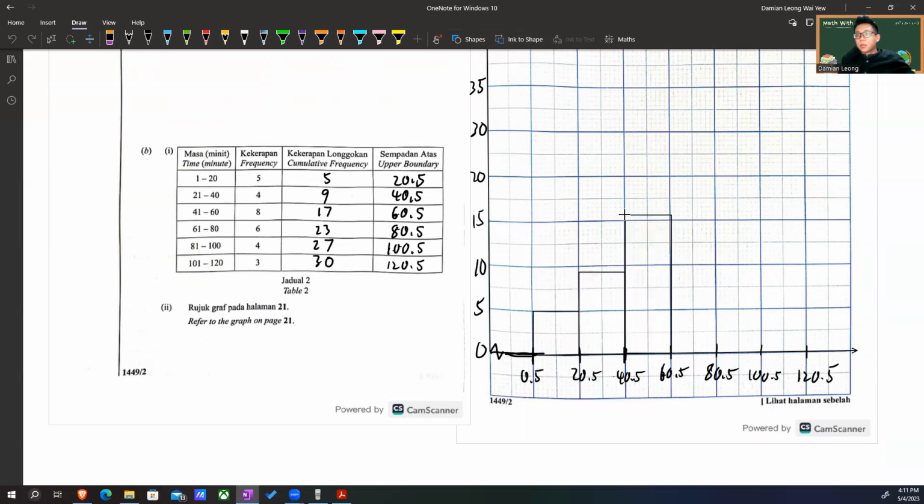Then the next one, 17. Yeah, something like that. And then 23. Okay, sorry, my bad. My scale is wrong. I skipped the 25. So yeah, 23 is here. Then 27.